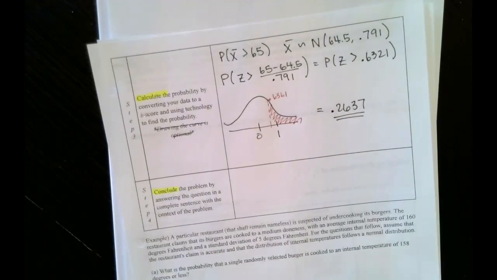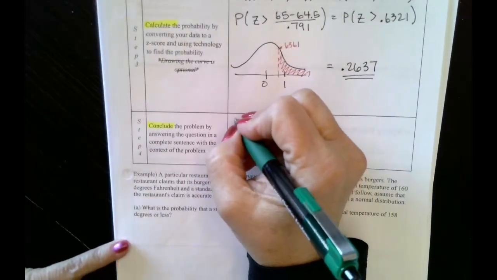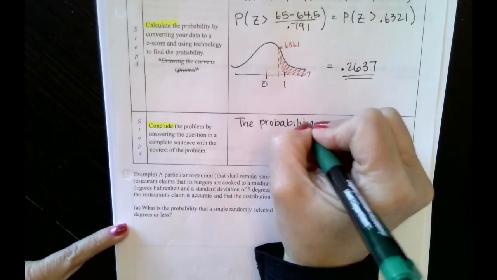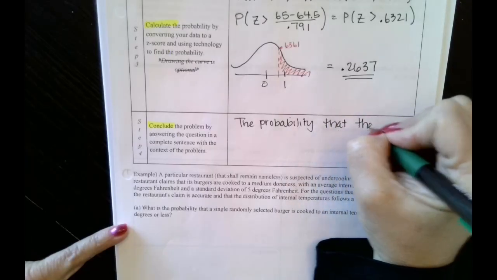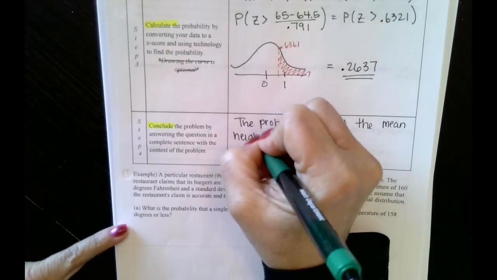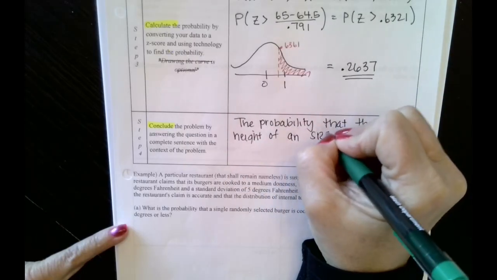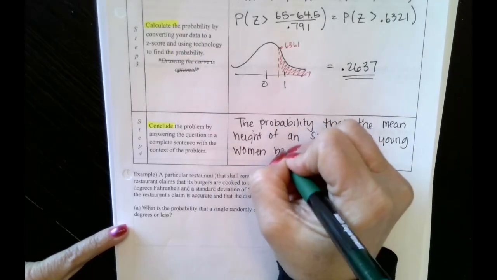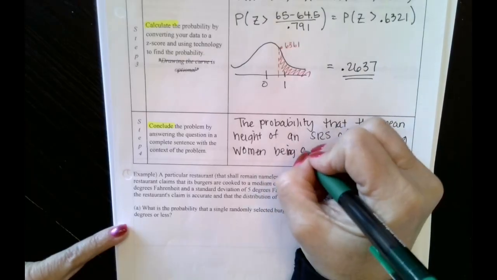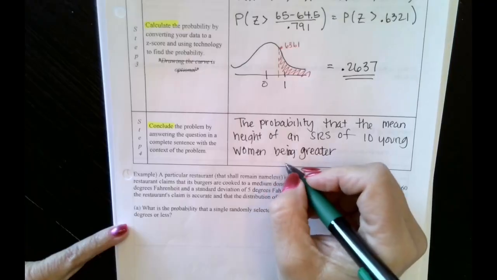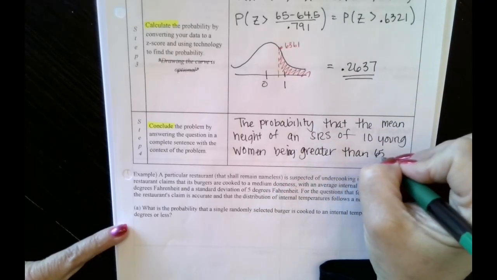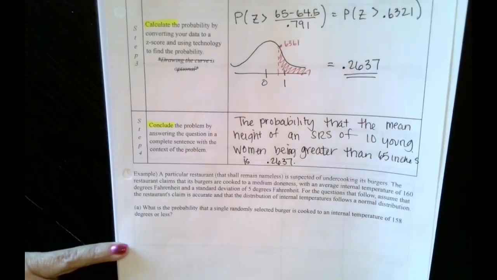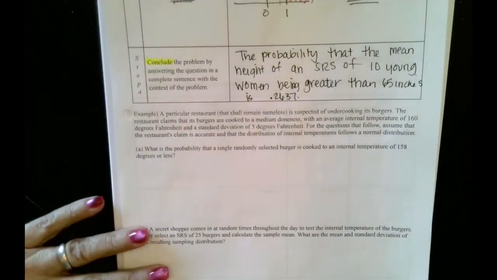Okay, now last step is my conclude. What do I want to say? So my conclusion here: the probability that the mean height of an SRS of 10 young women being greater than, it's probably not very good English, being greater than 65 inches is 0.2637. Okay, let's keep going.